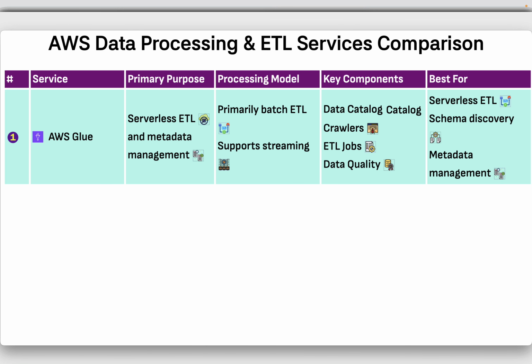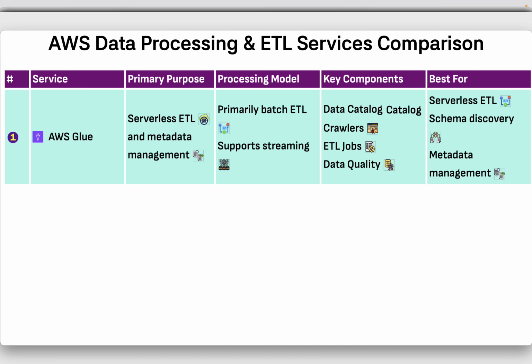So first, some of the services may repeat because they fall under different categories and serve the same purpose under different features, like business requirements. Okay, Glue. Primary purpose: serverless ETL and metadata management. The processing model is primarily batch ETL, extract, transform, load. It supports streaming also, but primarily it's batch based. Key components are the Data Catalog and crawlers.